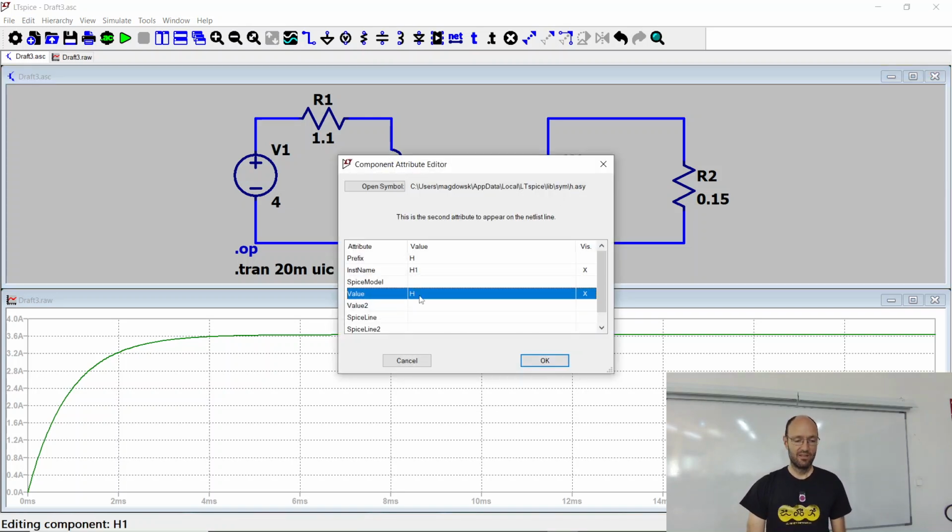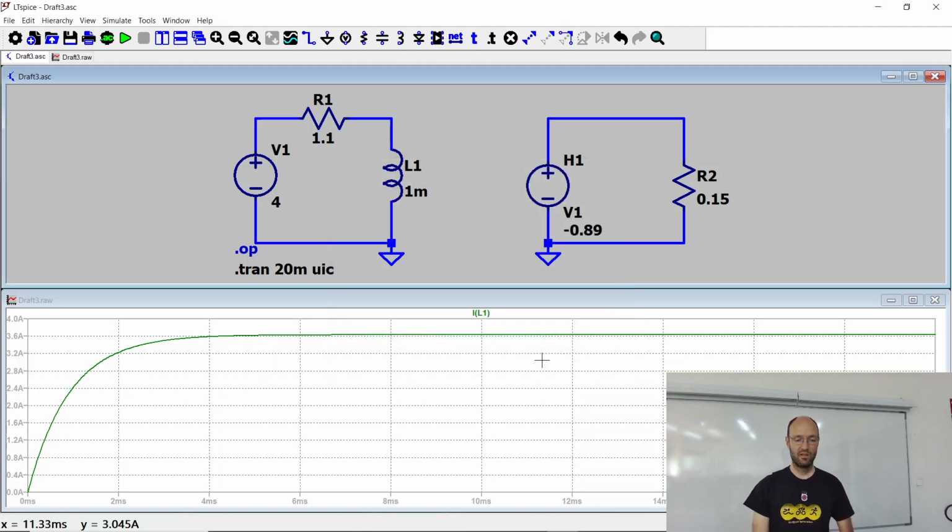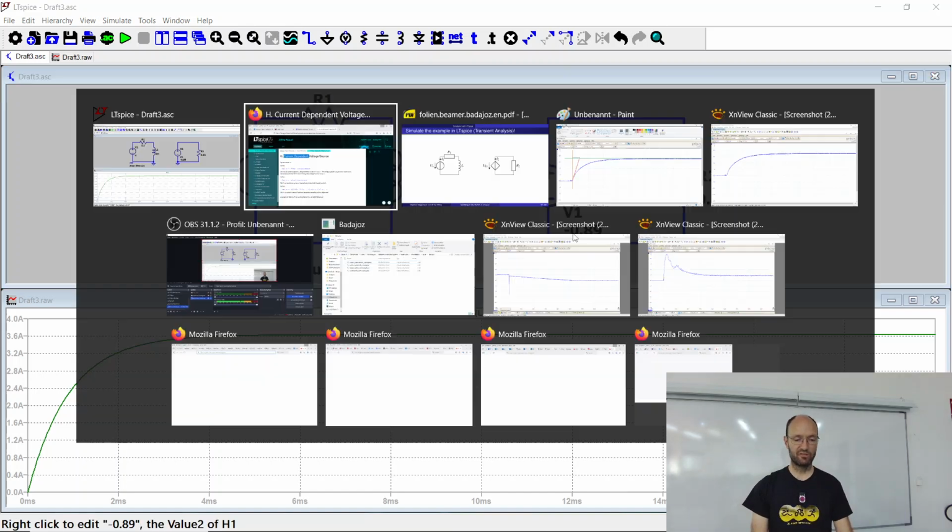Okay, so I will just change this value to V1 because this is the name of this source. And then the second value is this trans resistance, and I will set it to the value that we got from the table, 0.89, but with a minus because of the different direction. And so the first value is V1 because this is the name of the source that we sense the current here. And the second value is the trans resistance.